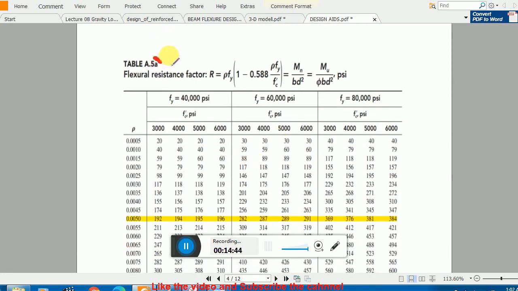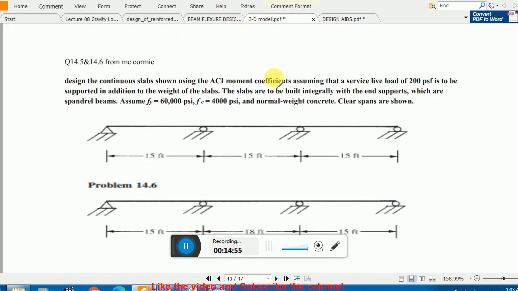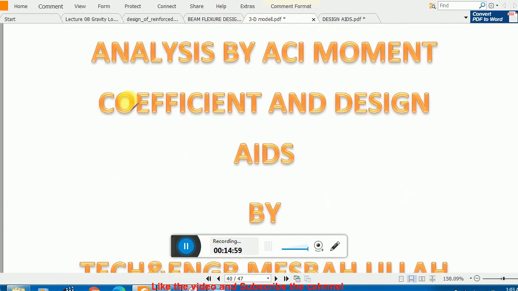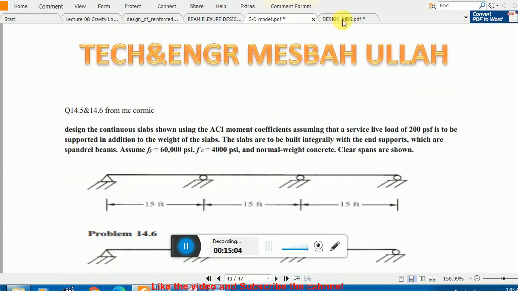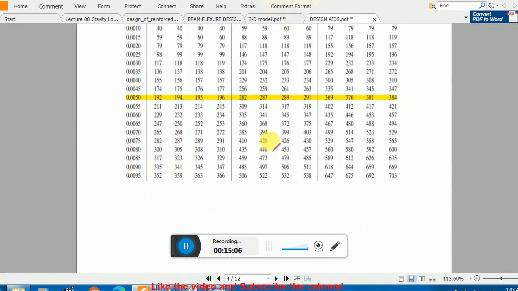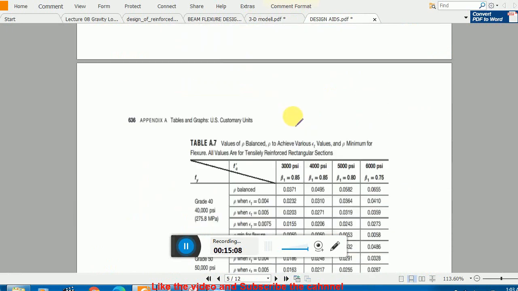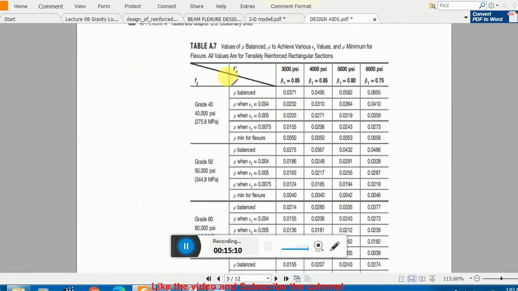This is an ACI design aid table. I basically chose it from the Nelson book. Okay, and this R is nothing, it will be like this much. I discussed it basically in this example, so please watch this lecture series. I already uploaded this analysis by ACI moment coefficient, and I explained this equation. Okay, so I don't want to waste my time on this graph, but I will use this. Now next, these are the design aids, and inshallah you will see how we will use these in examples.